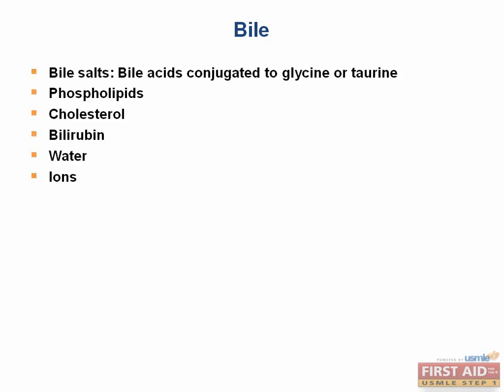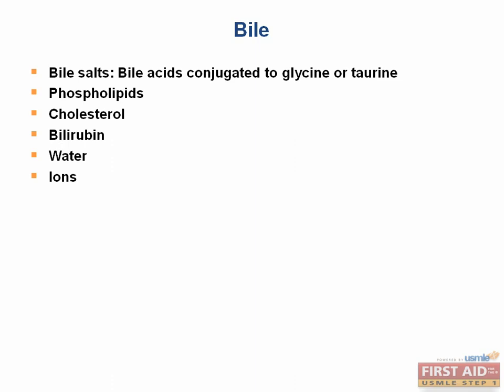Let's next talk about bile. Bile is an extremely critical bodily substance, one that comes up a lot in GI pathology. So let's now go over its physiological functions. Bile is a dark green, yellowish-brown bitter fluid that is produced by the liver. It is composed of various bile salts, as well as phospholipids, cholesterol, bilirubin, water, and ions.